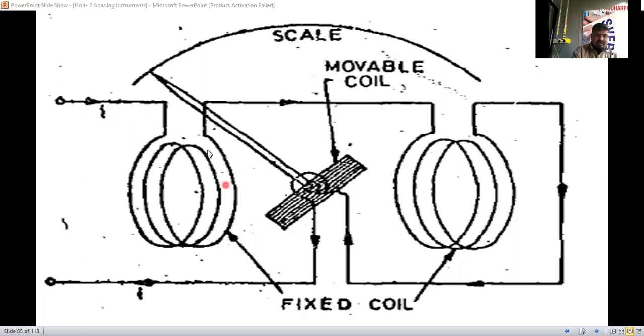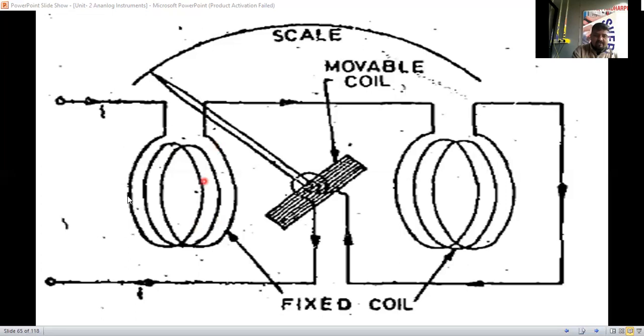See here, this is one fixed coil, a half fixed coil, and another half fixed coil I have connected here. In between these two half fixed coils, we have placed a moving coil. Is there any core material here? No. Simply we have taken a conductor and made it wound here. There is no iron core material at all here.